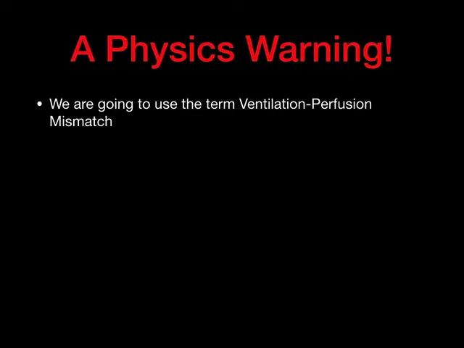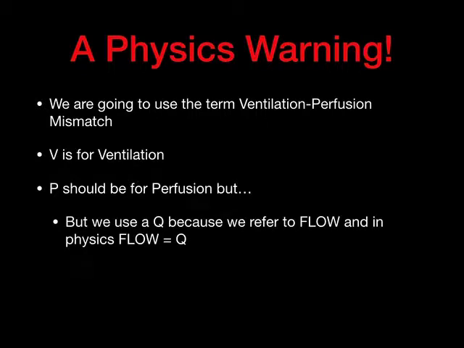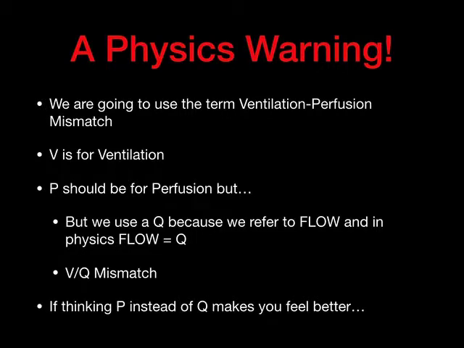Now let's pause here for a little physics warning, because we're going to talk about some physiology. And the physiology we're going to talk about is ventilation and perfusion mismatch. Now, V is obviously for ventilation, and P should be for perfusion, but in physics, we talk about flow. And because we're using flow, physics uses the letter Q. So therefore, we talk about a VQ mismatch. But if you want to substitute P instead of Q, then go for it.